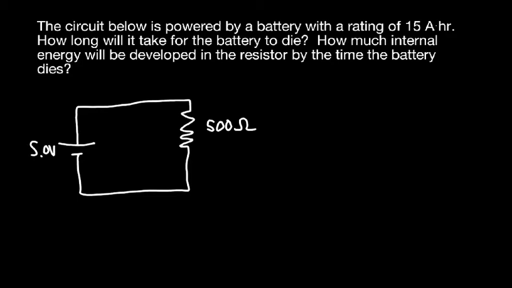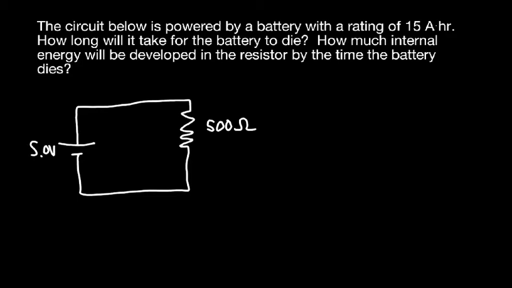So if we were running a 1 amp circuit with this battery, it can last for 15 hours. So let's look at this circuit and figure out how long it's going to last in this circuit. Now, 15 amp hours, like I said, means if we had a current of 15 amps coming from this battery, it could last for 1 hour. But do we have 1 amp of current?